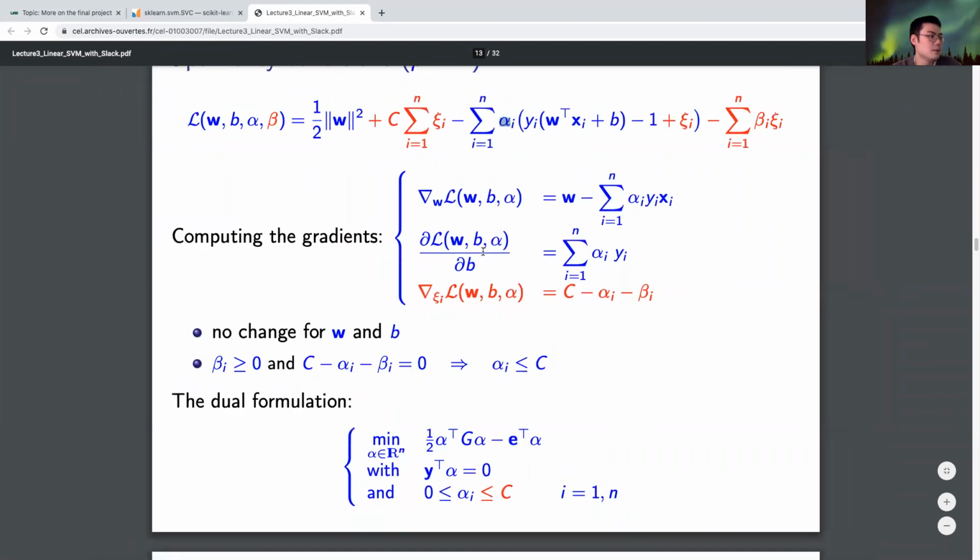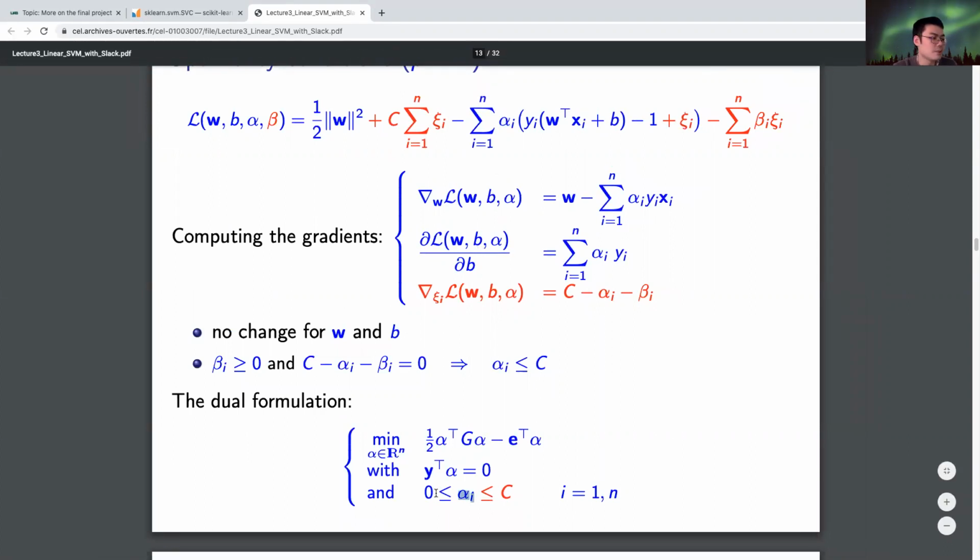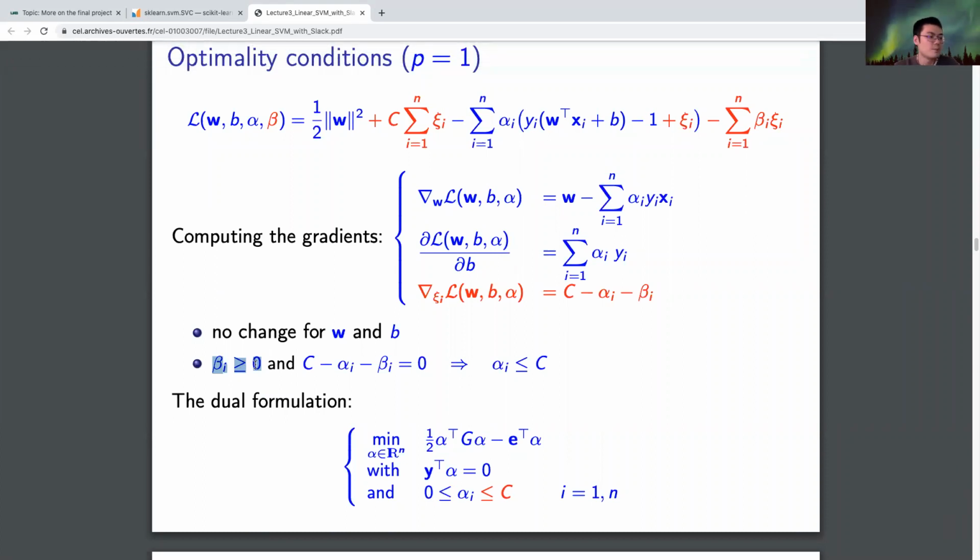So this alpha i already includes our previous restriction. But this beta i is a new introduction, and we don't really want a beta i. Beta i is difficult to cope with, so we will finally eliminate beta i.